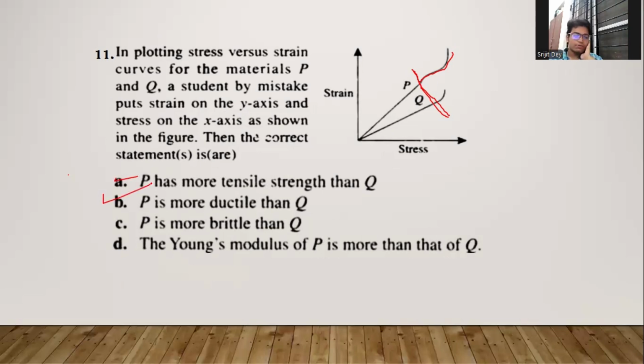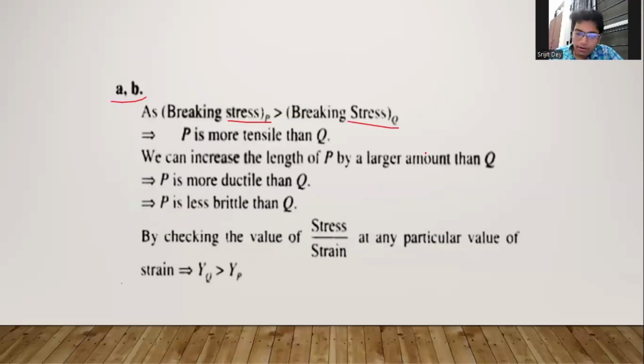So over here, the Young's modulus of P is more than Q. No, Young's modulus is inversely proportional because it's stress by strain. Over here, the graph is strain by stress. So it would be 1 by 1.